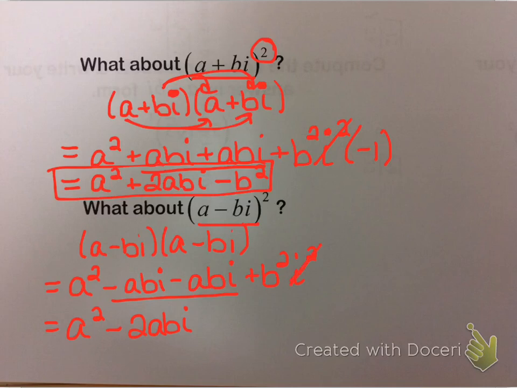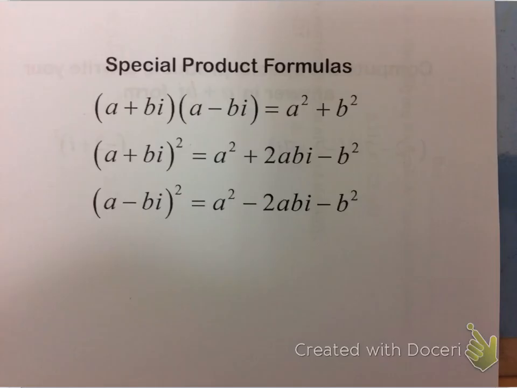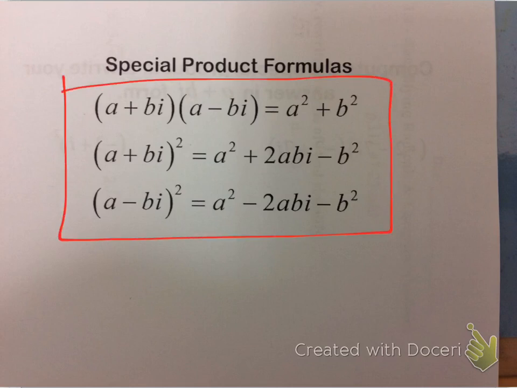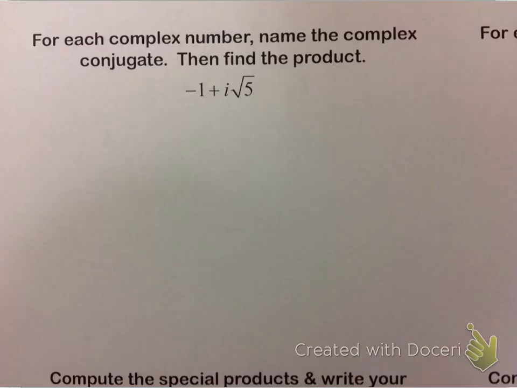And then, like I said, that last term ends up being the same because i squared becomes negative 1 times the b squared, which gives us minus b squared. Okay? So it doesn't work out as pretty when you're not multiplying conjugates together. So this right here is just a summary of those three problems that we just did, what we got when we did a plus bi times its conjugate, and then a plus bi times itself, and then a minus bi times itself. So that's just a summary for you to refer to.